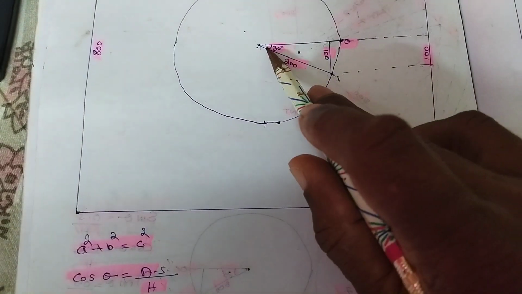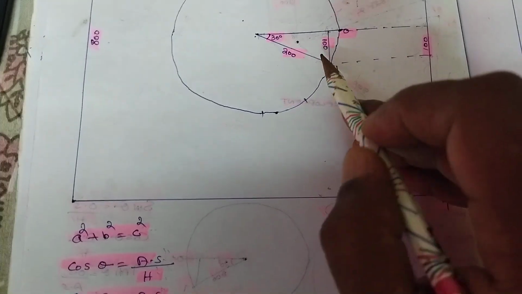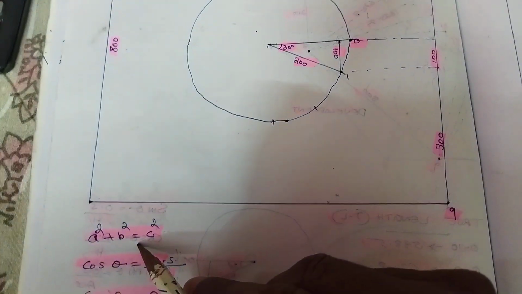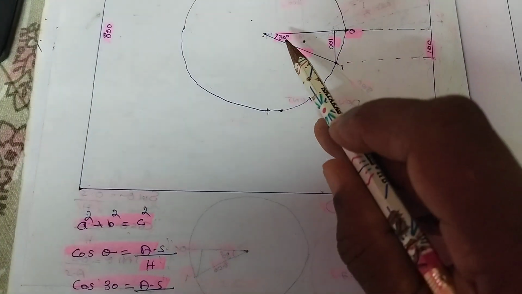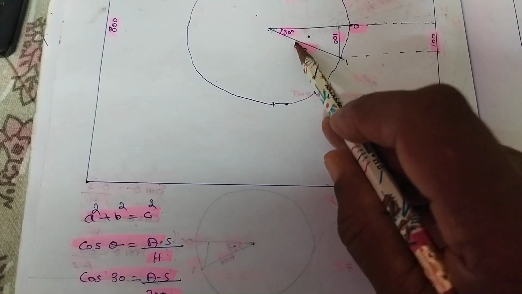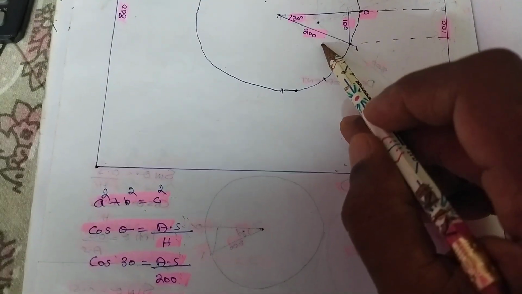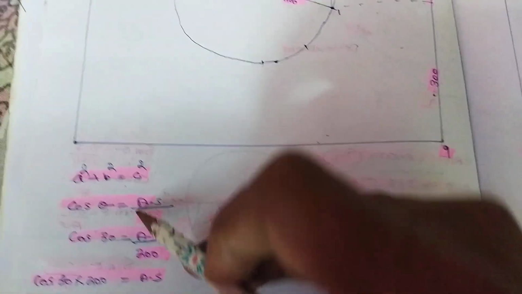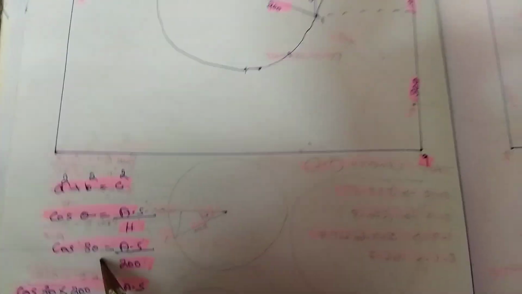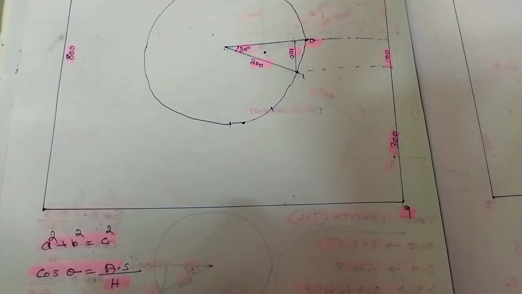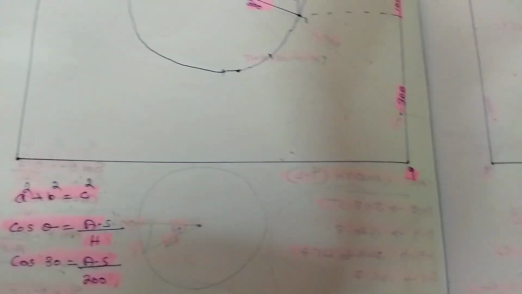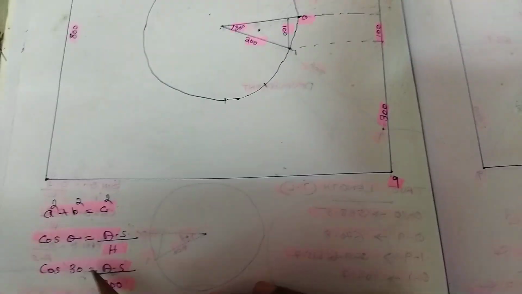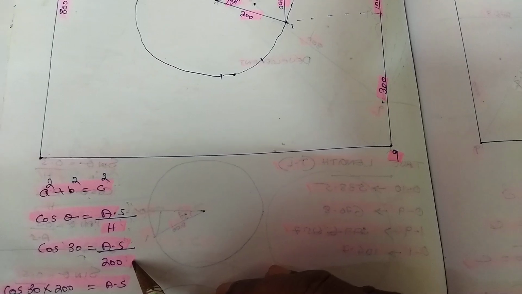For finding out this one, we shall use the formula a square plus b square is equal to c square, or we can use the formula cos 30. Cos 30 is equal to adjacent side divided by hypotenuse. In these two formulas, one formula has to be used. Here I have used the formula cos 30. Cos 30 is equal to adjacent side divided by hypotenuse.